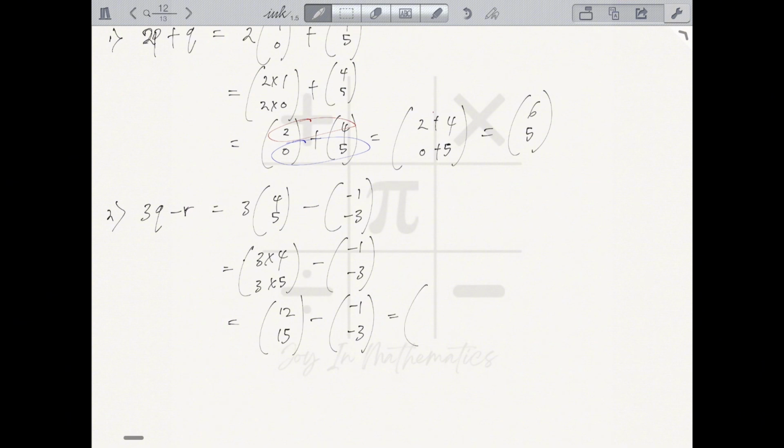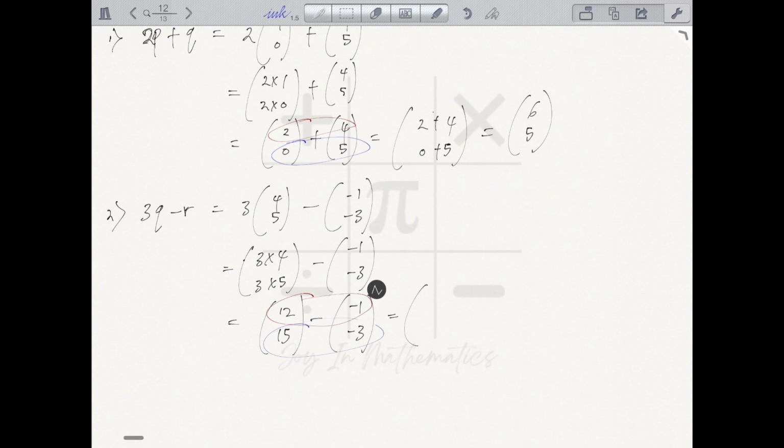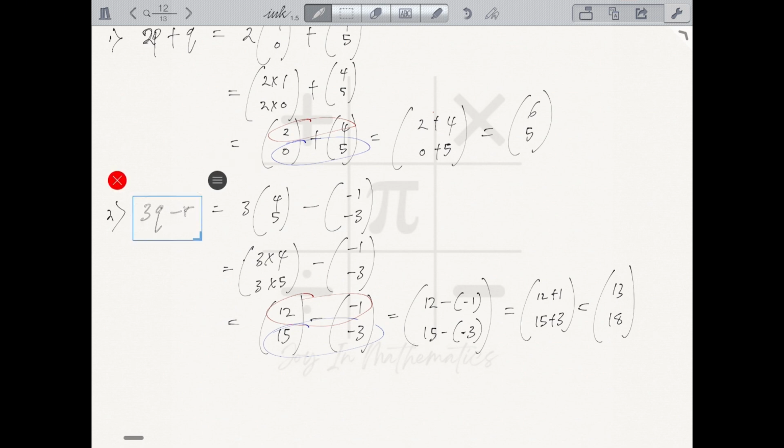When we take the x component, we perform the subtraction operation there, and the y component, we also perform the subtraction operation there. So the x component will result into 12 minus minus 1, and the y component will result into 15 minus minus 3. So this results into 12 plus 1 and 15 plus 3, and this will give us 13, and this will give us 18. So we can say 3Q minus R, a combination of scalar multiplication and subtraction of vectors, will result into a single vector 13, 18.